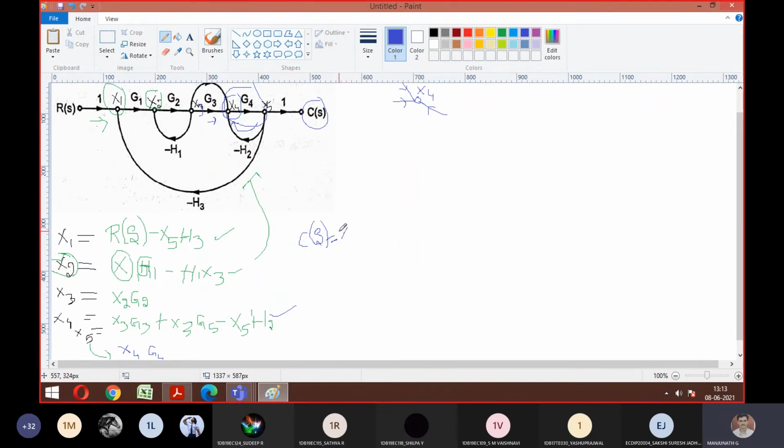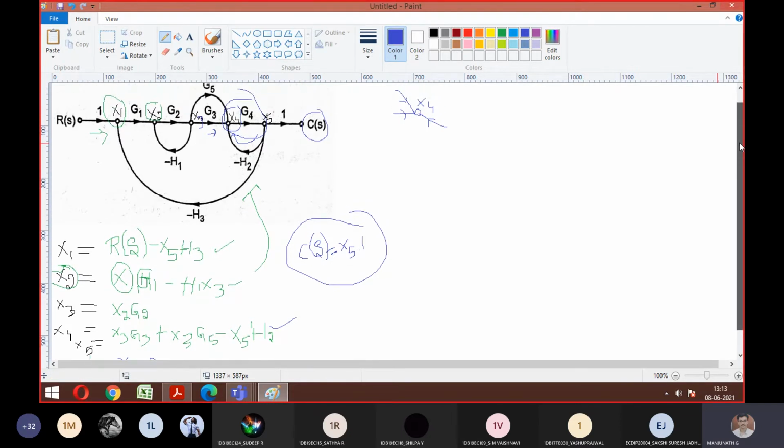X5, 1. X5, 1 is a path gain, so I can multiply X5 into 1. So it becomes X5. Understood? Yes or no? Is it okay? Yes, sir.